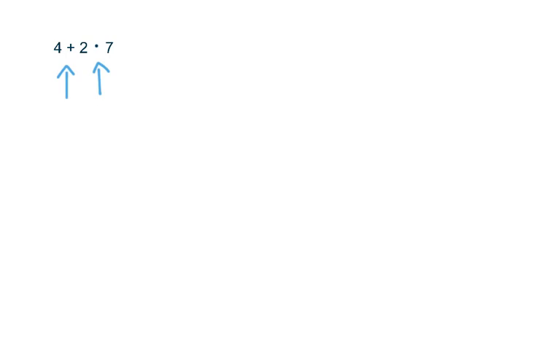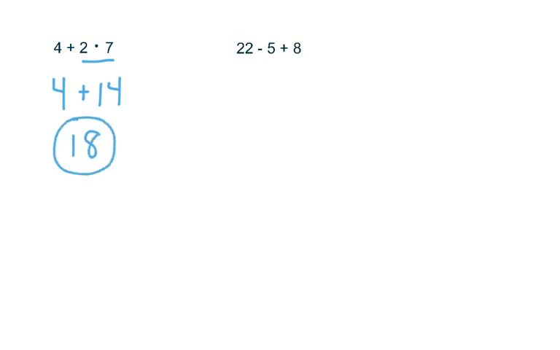So please excuse my dear Aunt Sally. Multiplication is done before addition. So my first step in simplifying this is to do the multiplication part, which is the 2 times 7. And so what I'm going to end up with here is 4 plus whatever 2 times 7 is. That's 14. And then 4 plus 14 is 18. And now I've simplified this thing correctly.